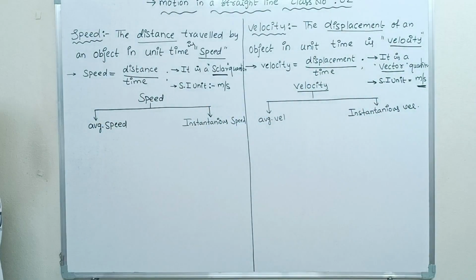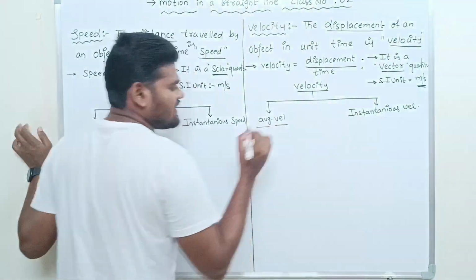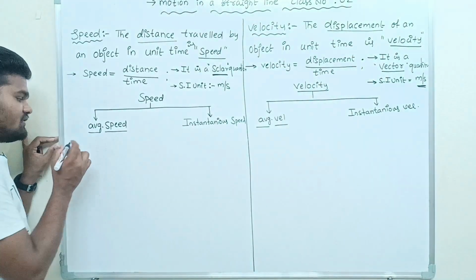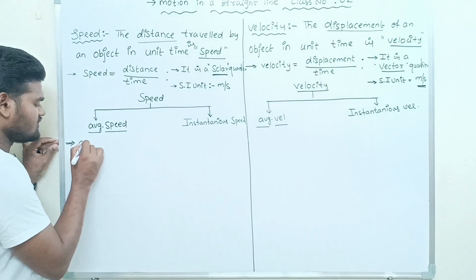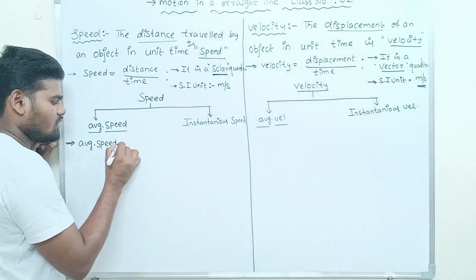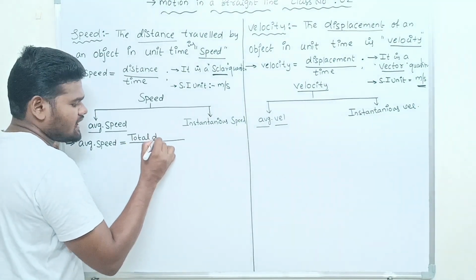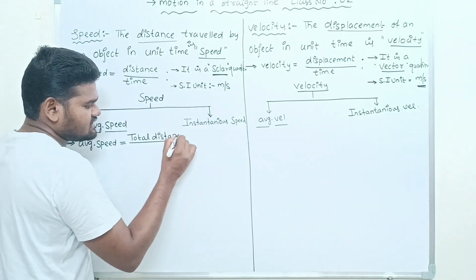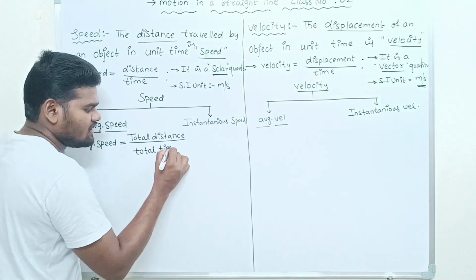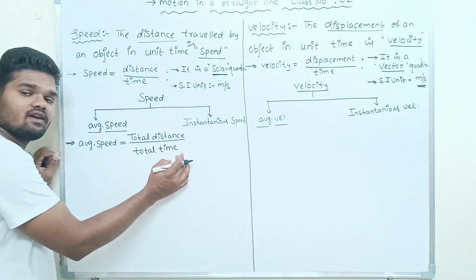Average velocity and instantaneous velocity. Today we are going to discuss what is average velocity and what is average speed. Average speed is nothing but total distance divided by total time. Total distance by total time is called average speed.